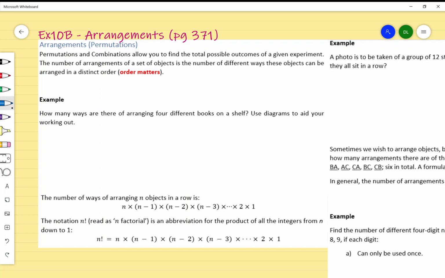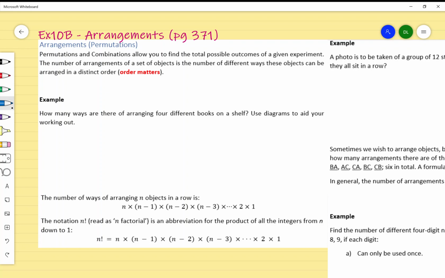Now, the idea of arrangements is something that we haven't looked at yet, but it's a really cool concept that we use in counting methods. And another word for arrangements is permutations, by the way, which is why we'll use the letter P later on, but we'll skip over that for now. But the idea is that permutations and combinations, which we'll learn about later, allow you to find the total possible outcomes of a given experiment without having to go ahead and try and find every single outcome of an experiment.